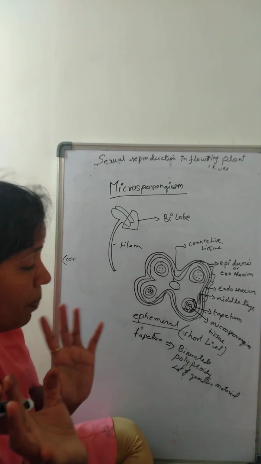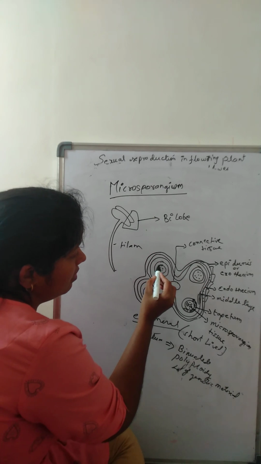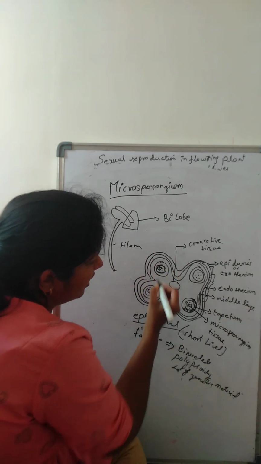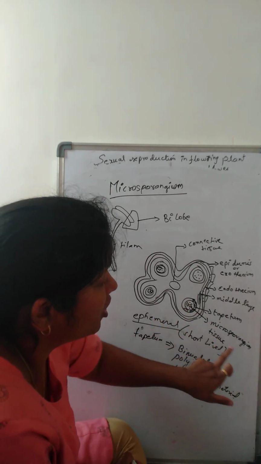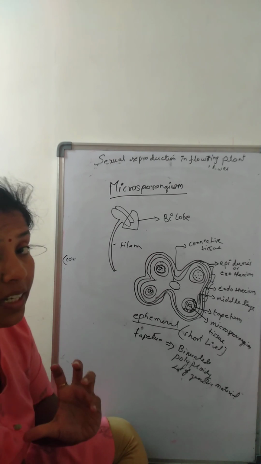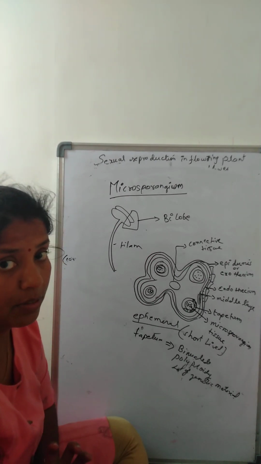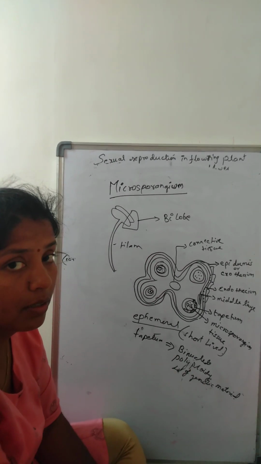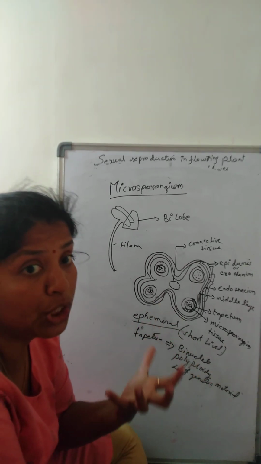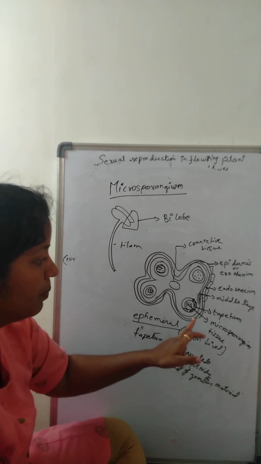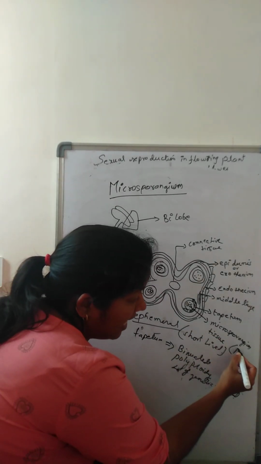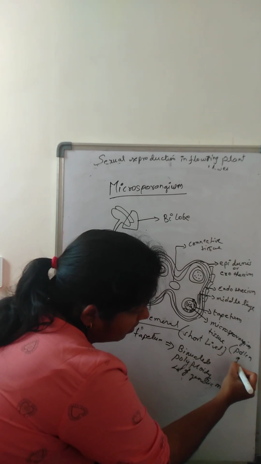Now please listen carefully. What is this I told? This is the microsporangium tissue. This microsporangium tissue, you know, becomes a pollen grain. You know why? When the pollen grain is matured and ready to be released, the microsporangium is said to be a pollen sac.